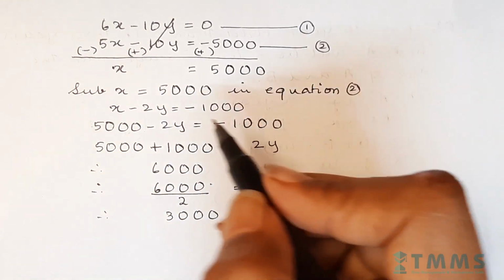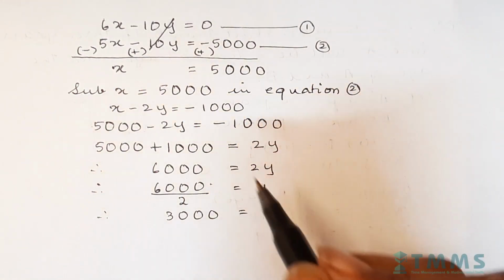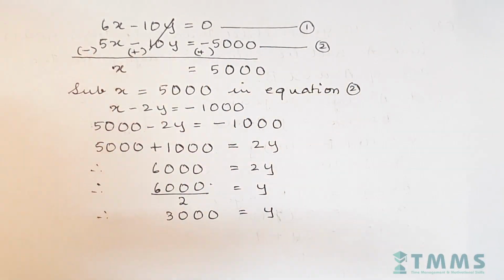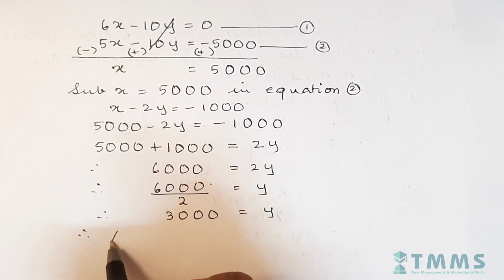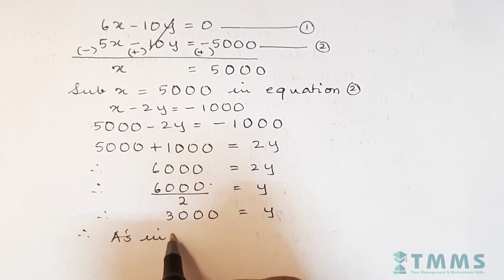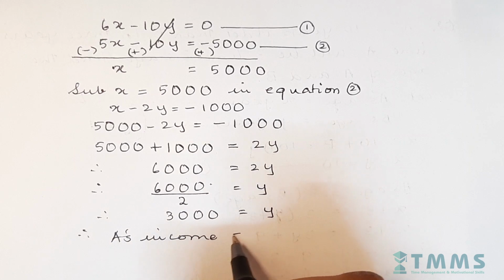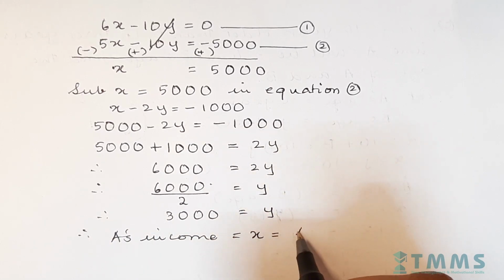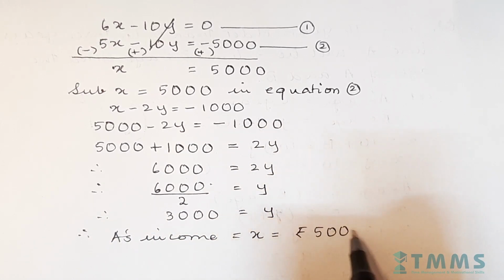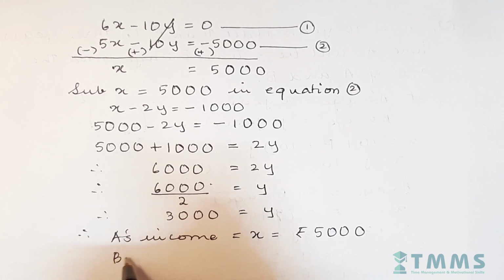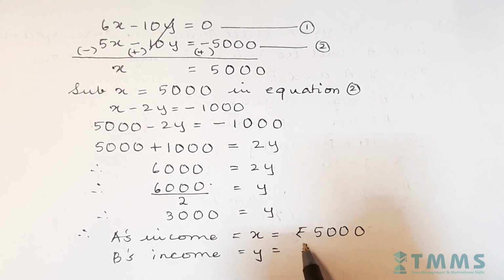What was our value attributed to X and Y? They are the incomes. So we will say therefore A's income, which was X, that is rupees 5000, and B's income, which was Y, which is equal to rupees 3000.